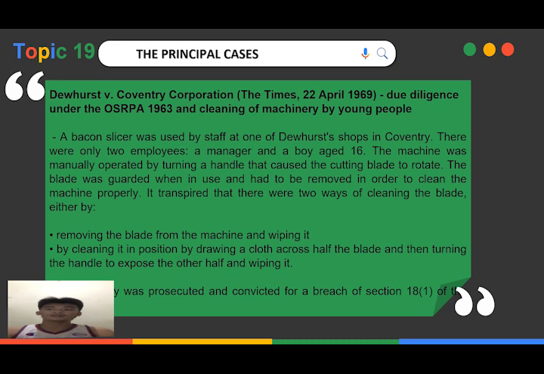It transpired that there were 2 ways of cleaning the blade, either by removing the blade from the machine and wiping it, or by cleaning it in position by drawing a cloth across half the blade and then turning the handle to expose the other half and wiping it. The company was prosecuted and convicted for a breach of Section 8(1) of the ORSPA.